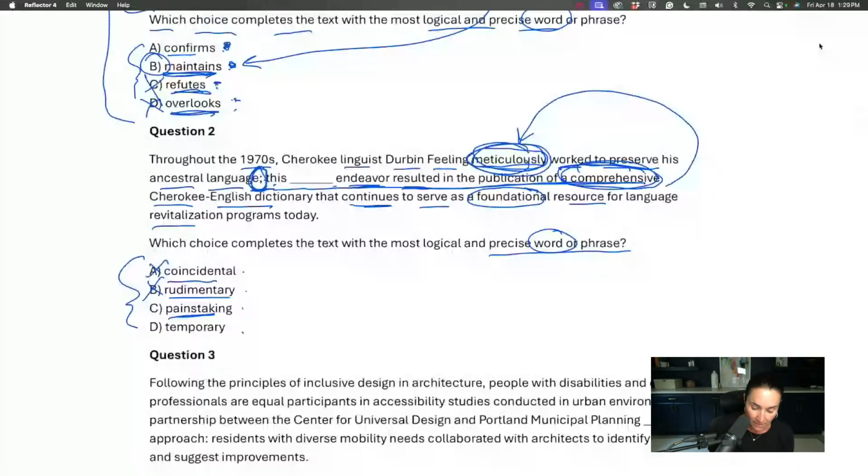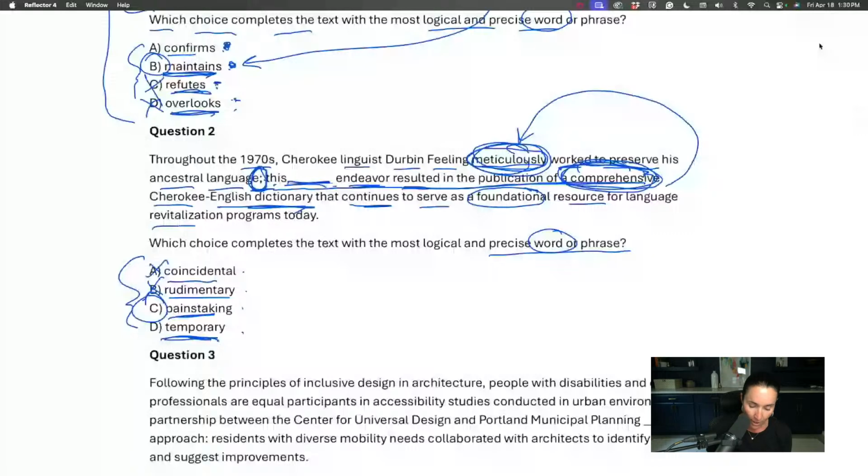Being meticulous and building a comprehensive dictionary. Oh my God, can you imagine writing a dictionary? That's definitely painstaking. C is good. D, temporary. No, it was definitely not a temporary endeavor. That should not be the word that goes there. The word that goes in this blank is that we want people to understand how much detail this person used to put into this. So that's why painstaking is better.